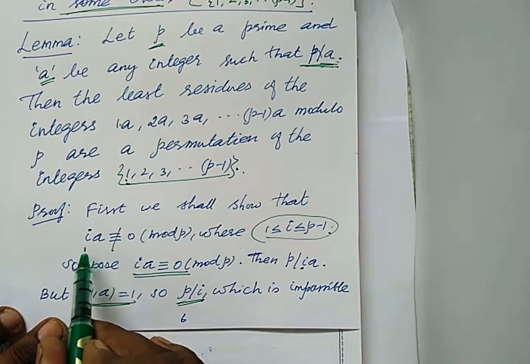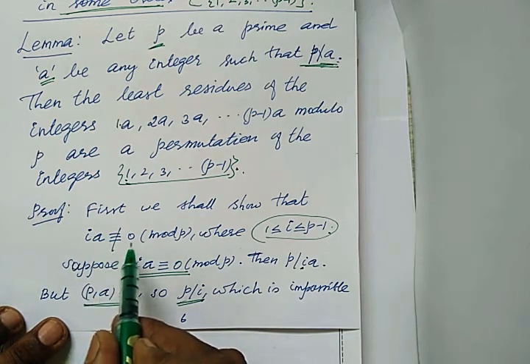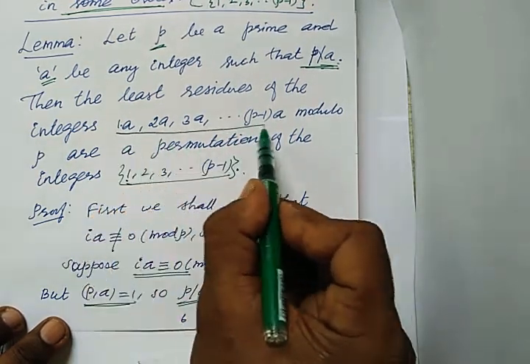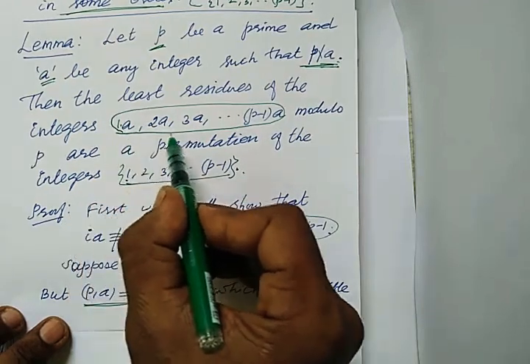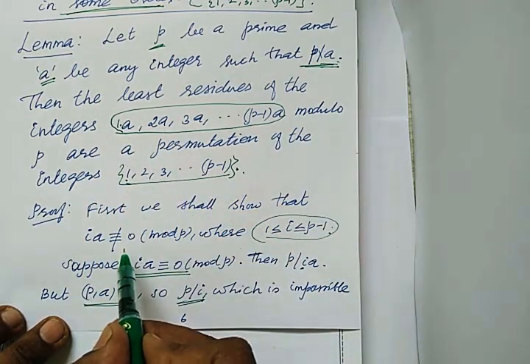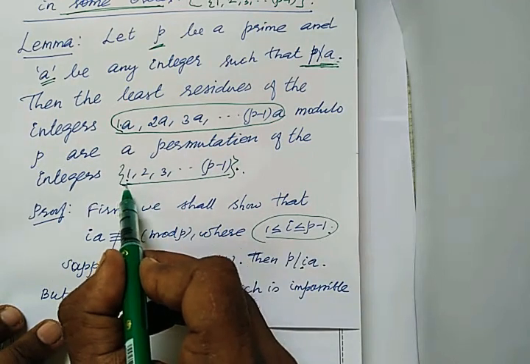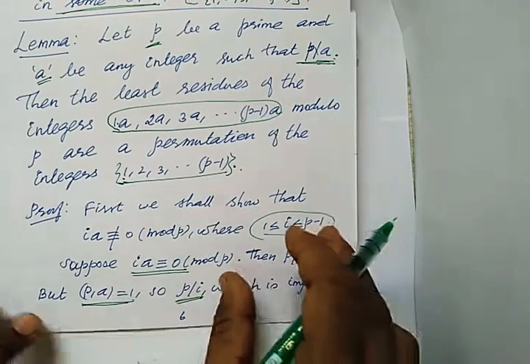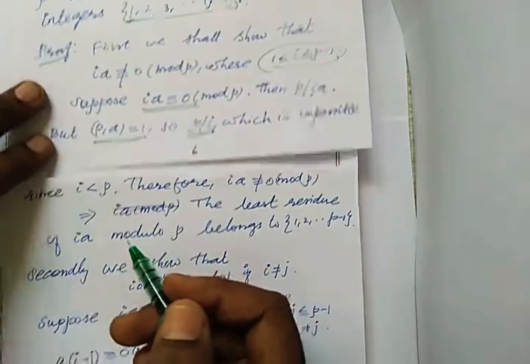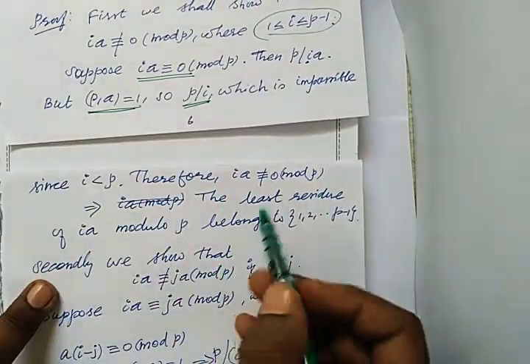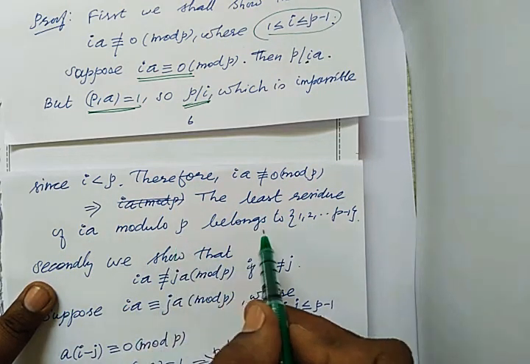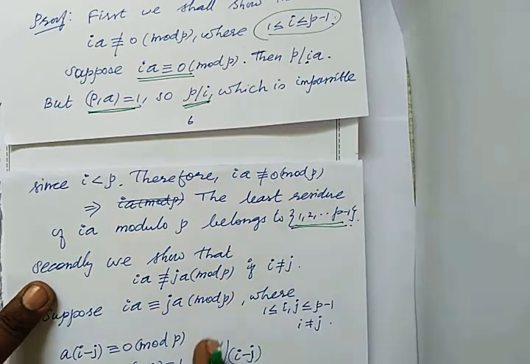So what we have got? IA is always not congruent to 0 mod P. So if you take modulo P for these numbers separately, at any time we won't get 0. The least residue will be between the numbers 1, 2, 3, etc., P minus 1, from this set only. And since I is less than P, the least residue of IA modulo P belongs to this set only.